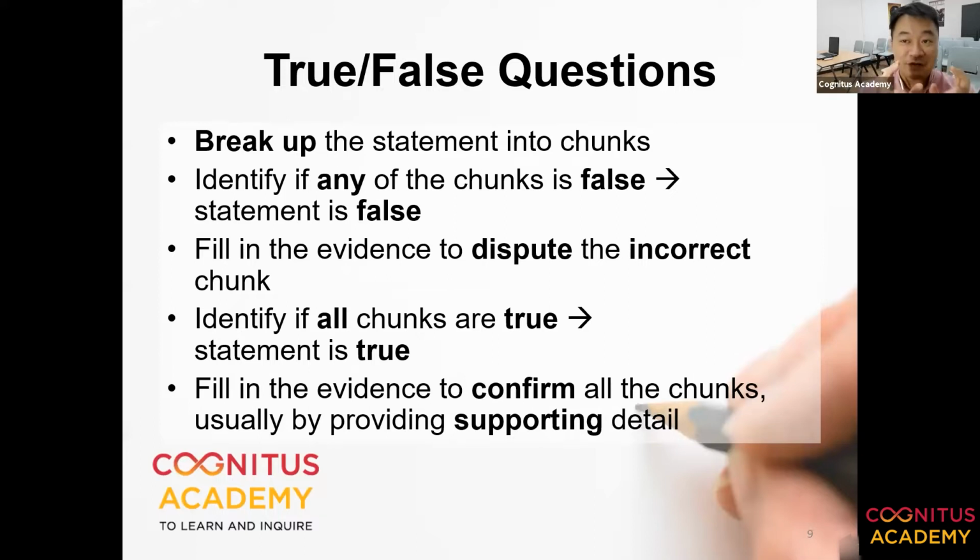Once we have narrowed down on the false portion of that statement, we just have to fix that part, right? So we just have to fill in the evidence from the passage to dispute the incorrect portion of that sentence. Now, if all chunks in that sentence are true, the statement is true. And in that case, the evidence that we need to present needs to confirm all the chunks, usually by providing the supporting detail in that sentence.